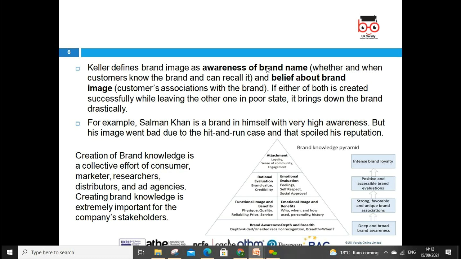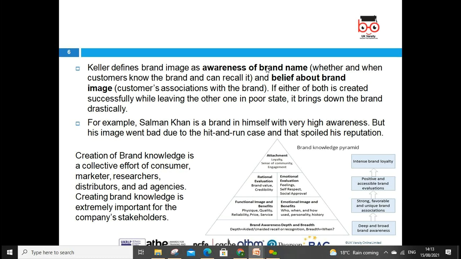One of the authors, Keller, defined brand image as awareness of the brand name, whether the customer knows the brand and recalls it, and the belief about the brand image. Creation of brand knowledge is the collective effort of the consumer, market research and distributor agencies. Creating brand knowledge is extremely important. Stakeholders mean anybody who has any interest in the company. We can use different stakeholders with their power and interest, and they look at the brand in different ways.